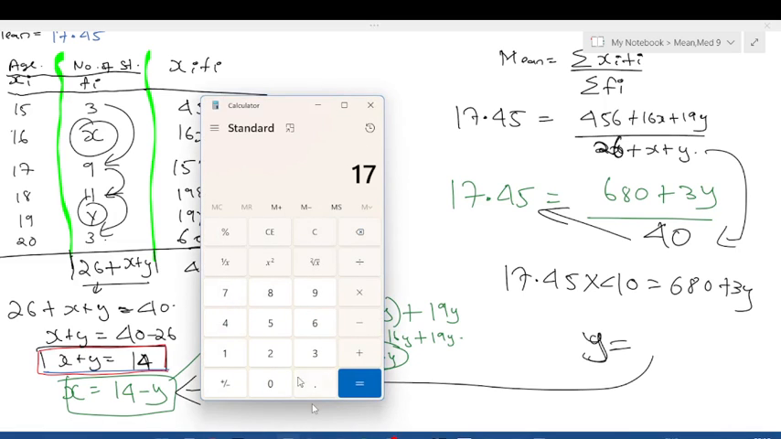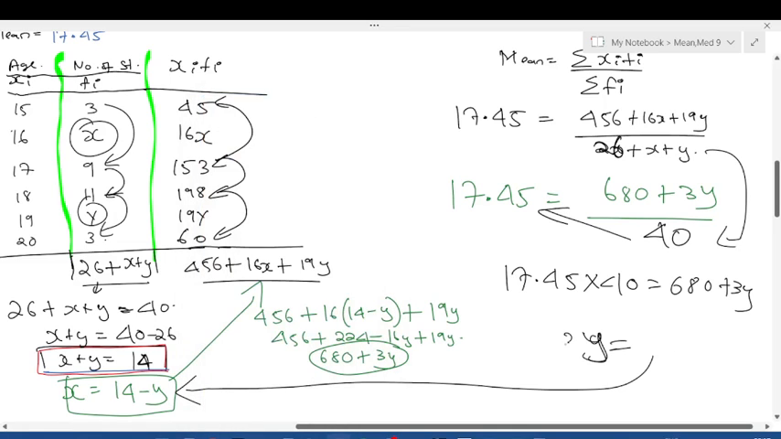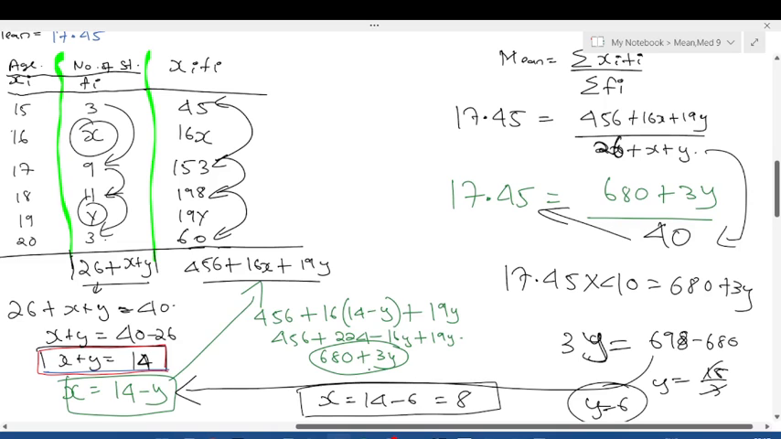What's the value? 17.45 into 40. What did you all get? 698 minus 680. So y is equals to, very good, y is equals to 6. Substitute here, x is equals to 14 minus 6, that is equals to 8.